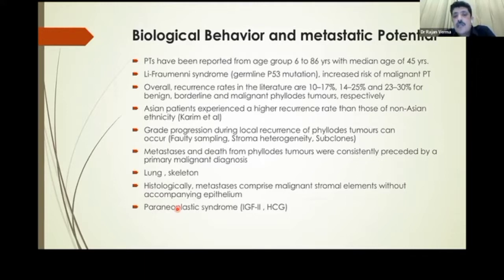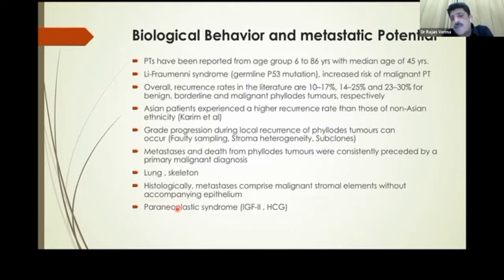Grade progression during local recurrence of phylloid tumors can occur. Many reasons have been put forward. So it could be faulty sampling in the primary breast lesion when it was diagnosed. They missed the area of a borderline or a high-grade sarcoma somewhere. Or there is stromal heterogeneity, or there are subclones lying in the stroma, which can lead to progression into higher grades.